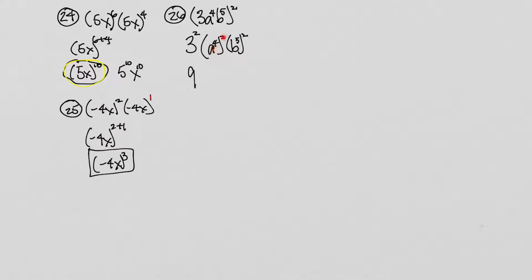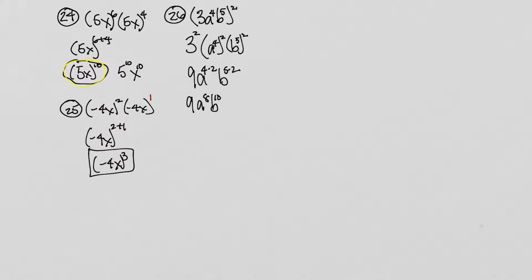And then what about this? You have a power to a power. So I have a power to a power. When I'm raising a power to a power, I multiply the exponents. So this becomes a to the 4 times 2, b to the same thing here, 5 times 2. So this gives me 9, a to the 8th, b to the 10th.